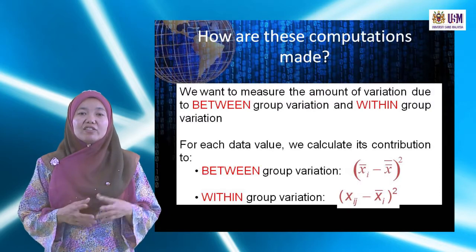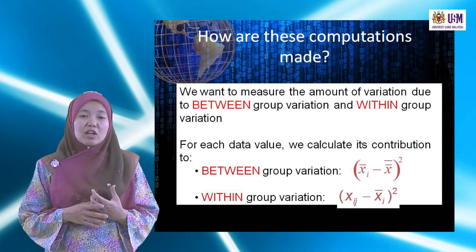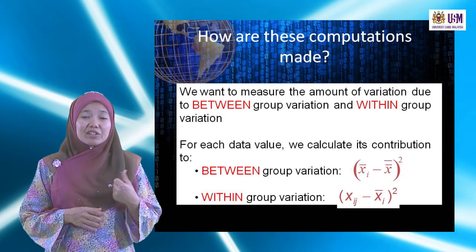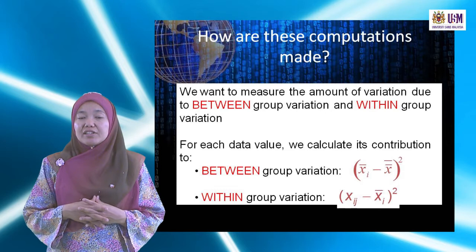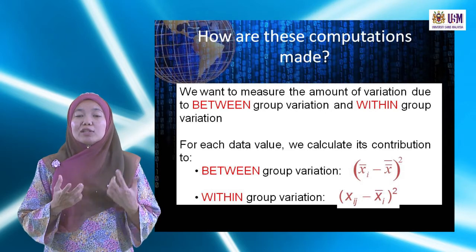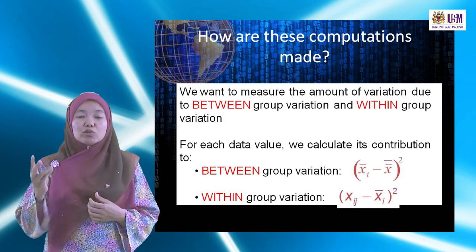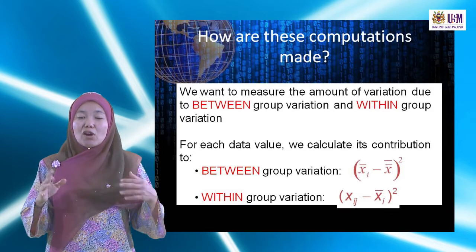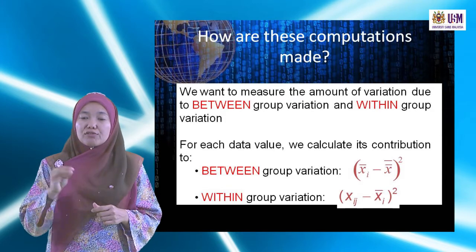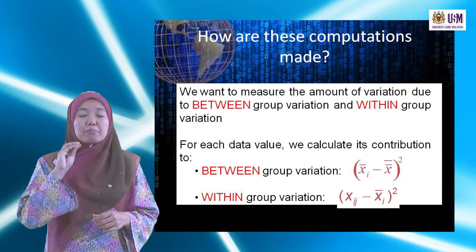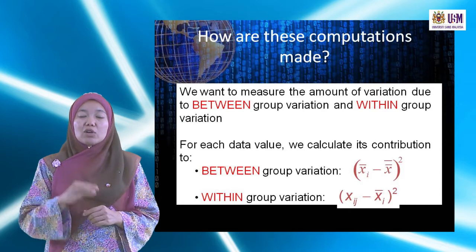If you're wondering how this computation is made, the figures in the table just now, produced by the software, either Minitab, R or Data Analysis Plus, you can also calculate manually in the case of simple one-way ANOVA data. You want to measure the amount of variation due to between group variations as well as within group variation. For each data value, you can calculate its contribution to the between group variation. The formula: you take the mean for each group, or the mean for each treatment, and deduct the grand mean, or X double bar, the mean for all total.